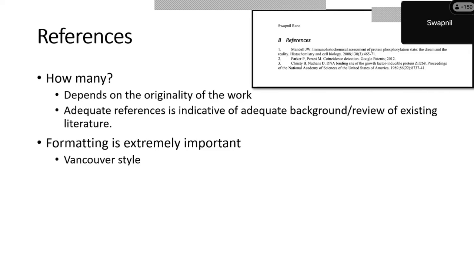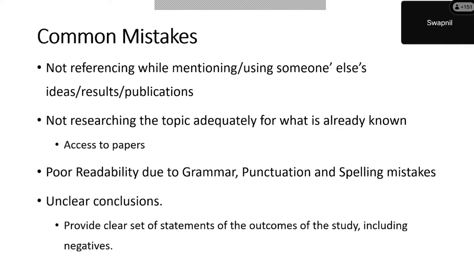The formatting of the reference is extremely important. There is a particular style that every thesis, university, committee, paper or journal follows, and it is important to stick to that style. A common mistake people make while handling references is that they don't reference the publications or results that they are using from another work. Not referencing this is one of the common mistakes, often out of ignorance rather than deliberately. Also, if you use fewer references, it is often taken as a sign that you have not researched the topic adequately. Of course, access to existing literature and full text papers matters.